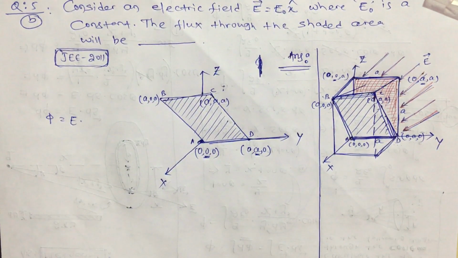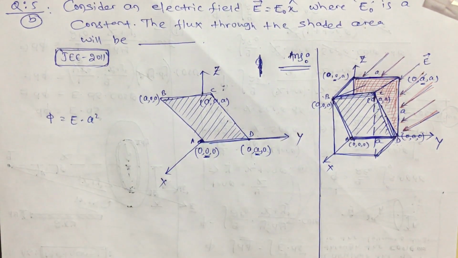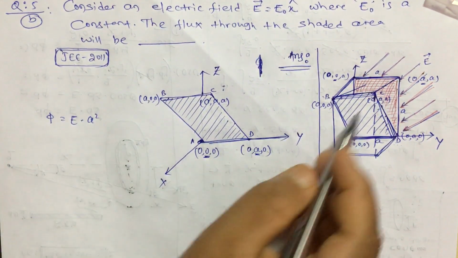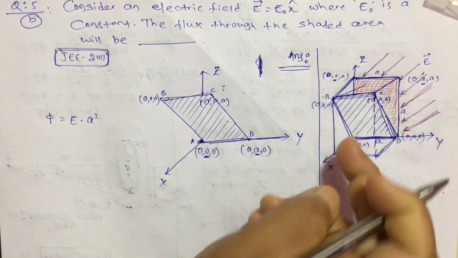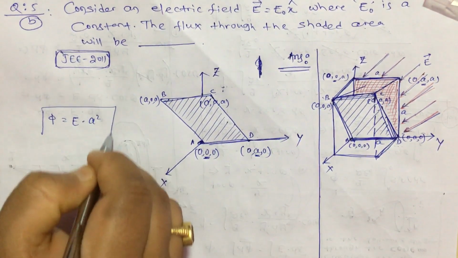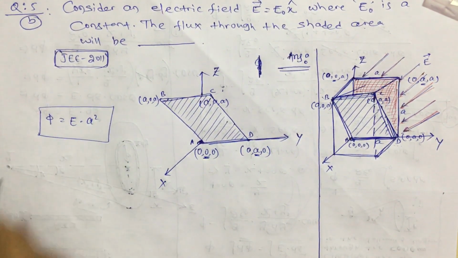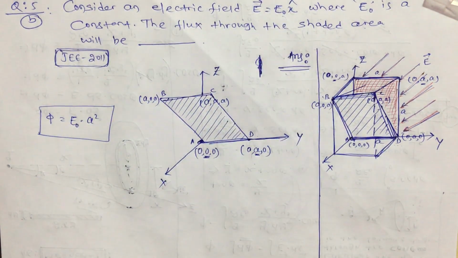Okay, so if both are going to be A and A, then obviously this area is going to be A square. Okay, because it is a surface of the cube, it means that it is a square, so it is E into A square. So that is the answer. Flux equal to E, not E actually, E naught, because it is given as E naught. So flux equal to E naught into x square.